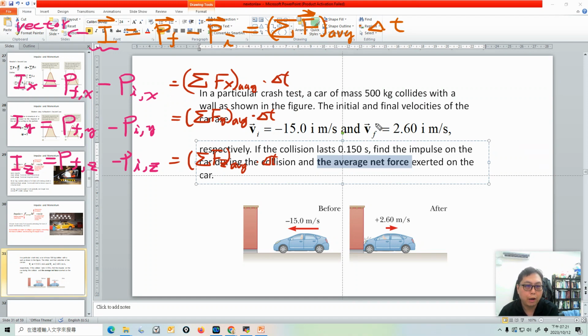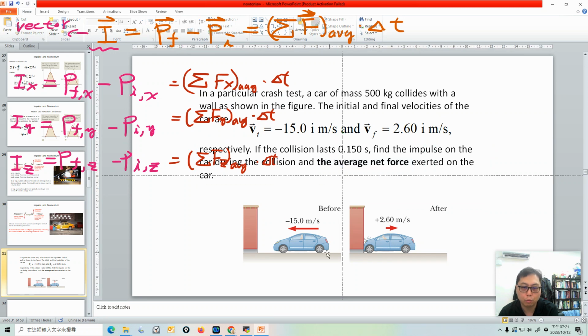Back to this problem. It's very simple. It's a one-dimension problem: in the x direction, it goes this way and bumps in that way. So its impulse only has an x direction. It happens only in the x direction.